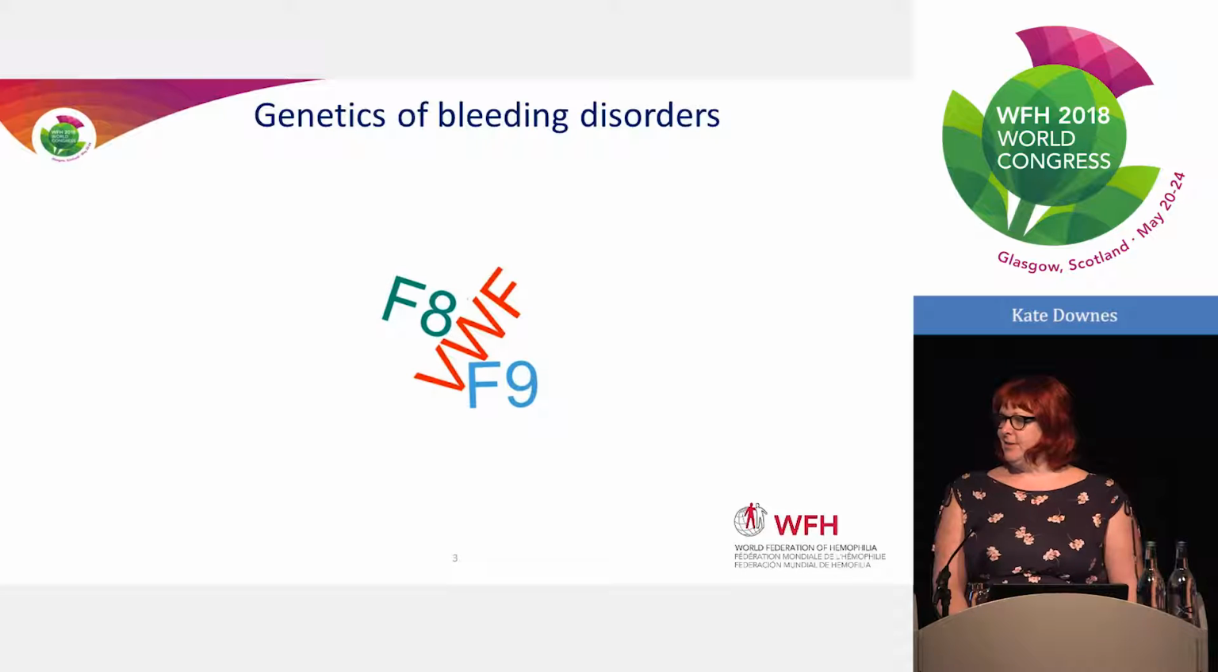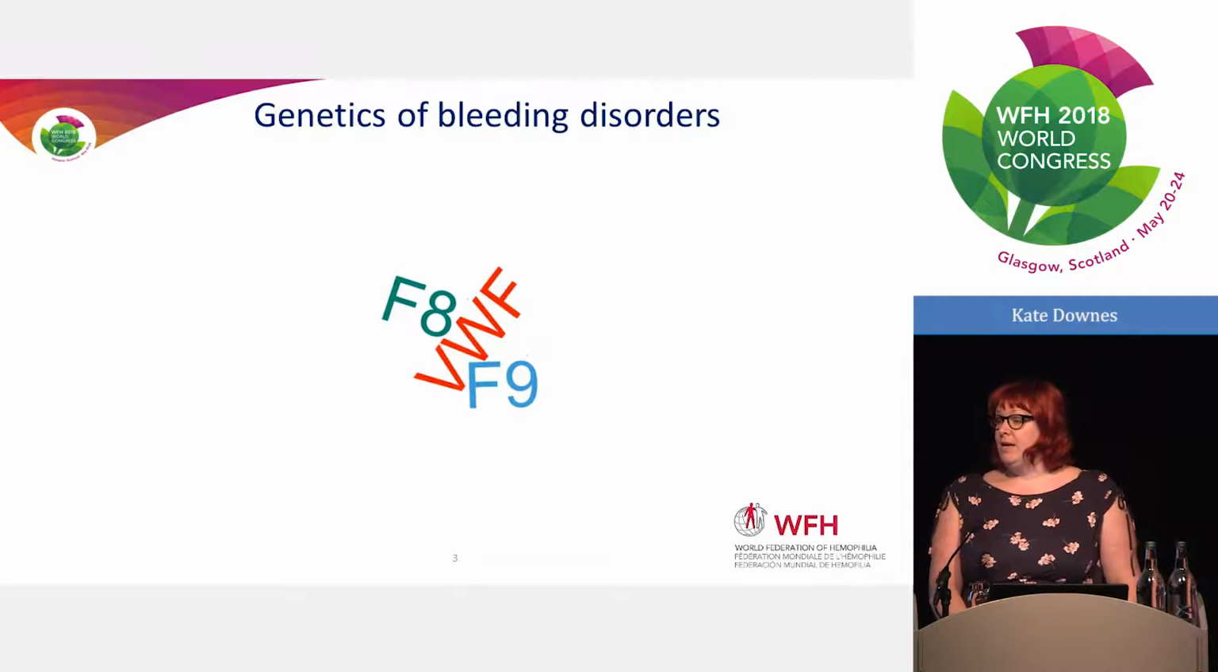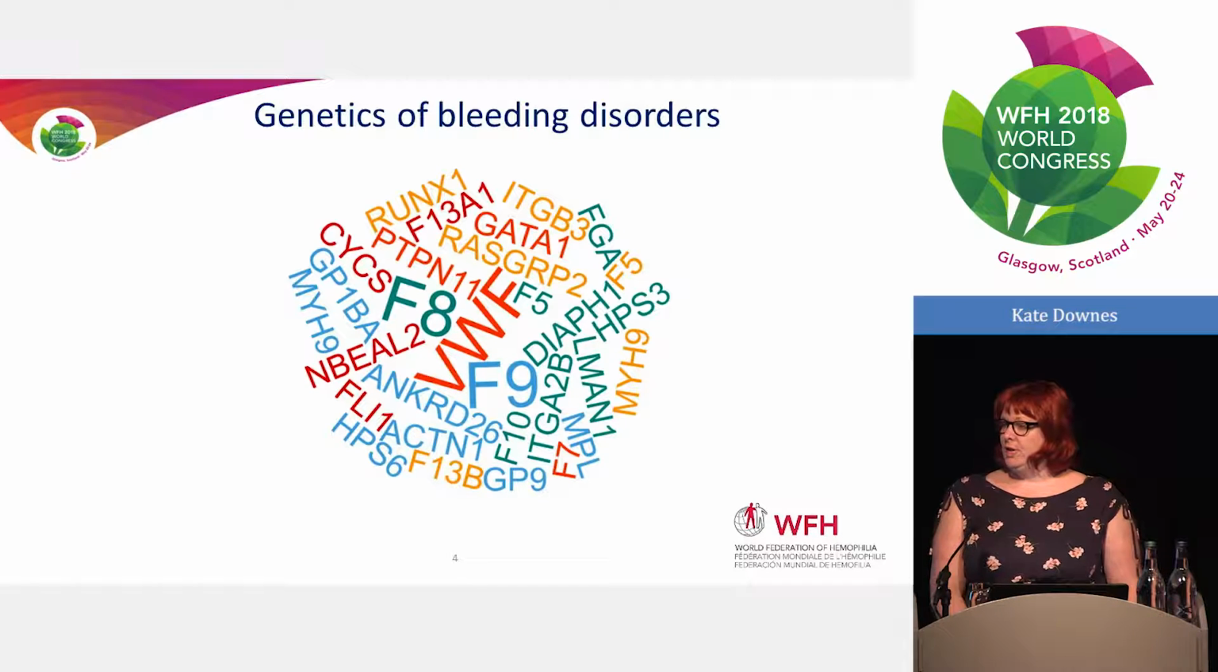So a lot of this conference we've been talking about hemophilia A and B, and von Willebrand disease. And these are the names of the genes that we find variants that cause these disorders. But there are lots of other genes that contain variants that can cause people to have bleeding symptoms. And so today I'm going to focus a little bit away from von Willebrand disease and the hemophilias and talk a little bit more about these.